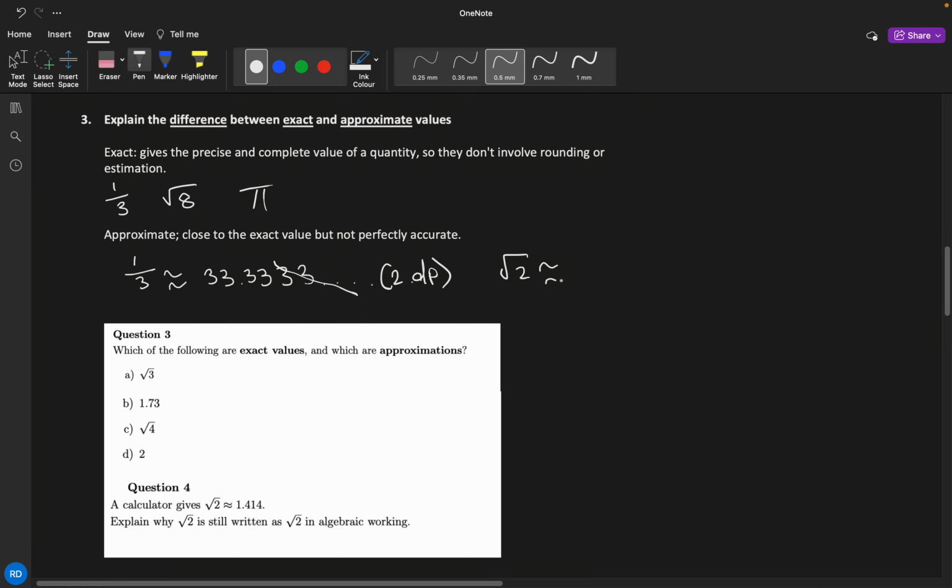If you wrote root 2 as 1.41. Because obviously root 2 is irrational and it goes on forever. So this would be an approximation if you wrote it as 2 dp.